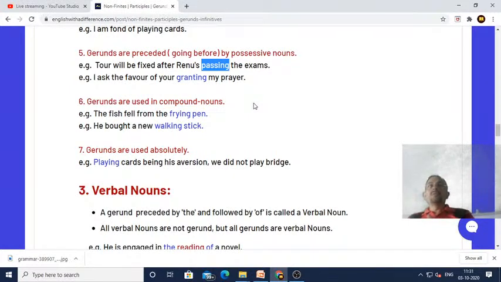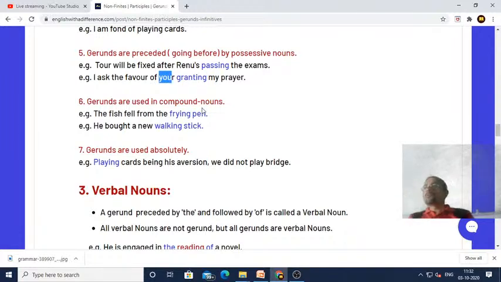So what is the rule? Gerunds are preceded by possessive nouns, meaning before the ing word there will be a possessive noun or a pronoun also. It can be a possessive noun or pronoun. So, I ask the favor of your granting my prayer. Granting can be called a gerund here because it is preceded by a possessive pronoun.